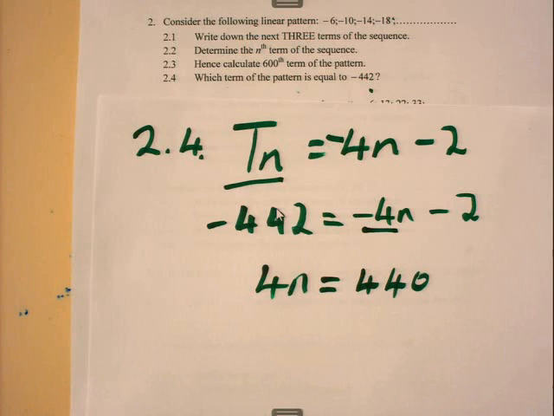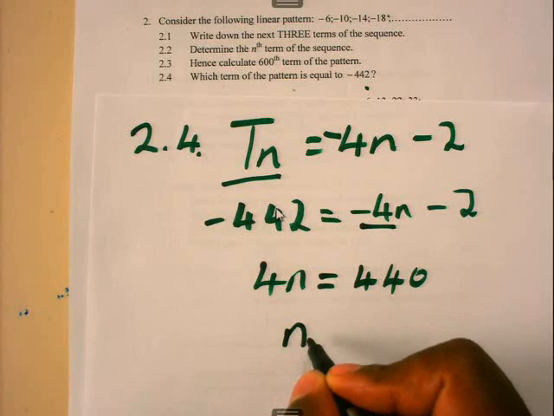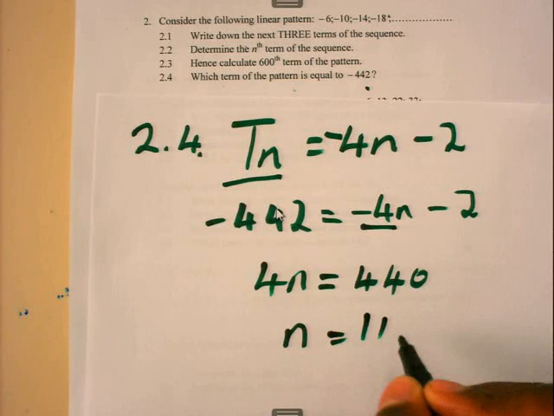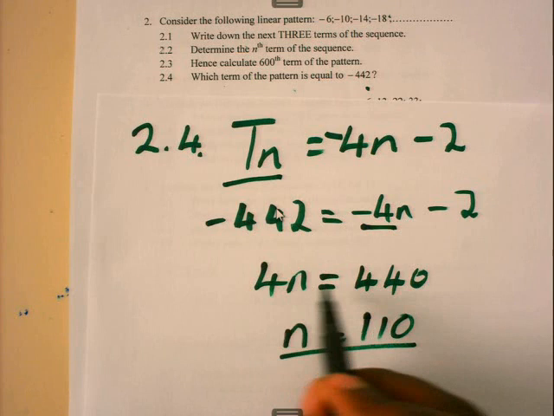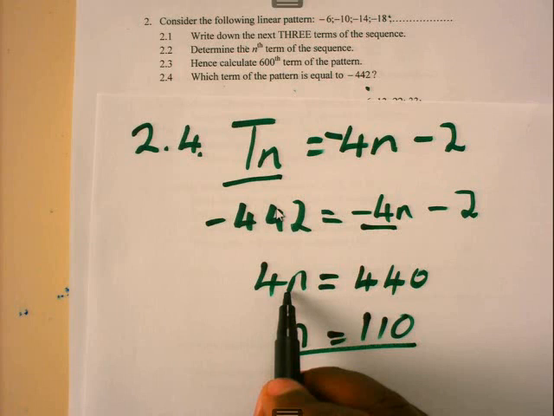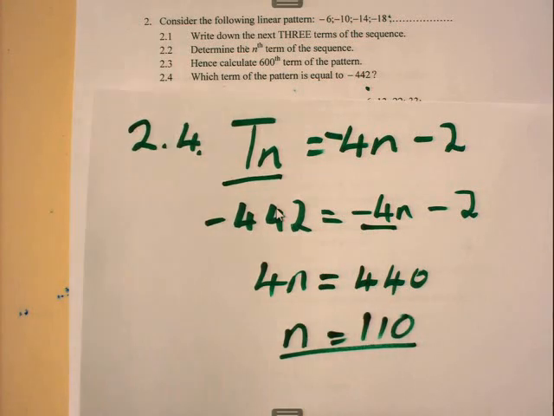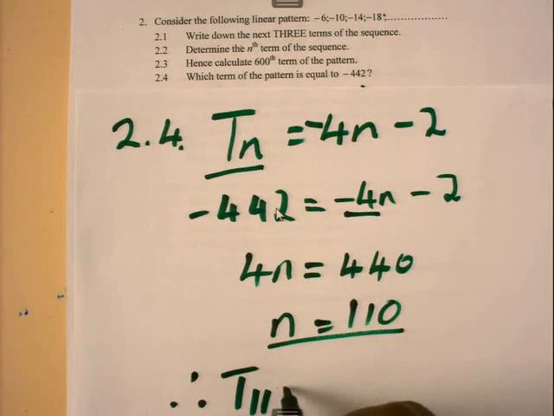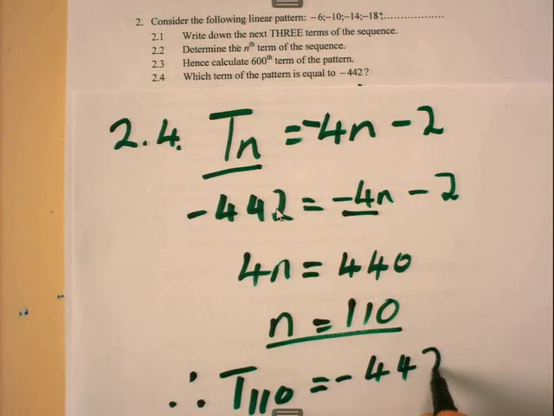Now we just have to divide by 4 both sides to determine the value of n. 4n divided by 4 is n. 440 divided by 4 is 110. Because what you do on the left, you also do on the right. If you divide the left-hand side by 4, you must also divide the right-hand side by 4. So n is equal to 110. What does that tell us? It therefore means term number 110 is equal to negative 442.